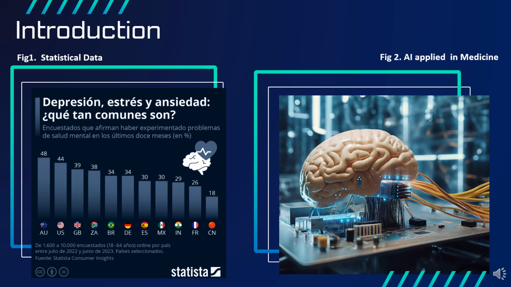Some statistical data obtained from the Statista portal on how common depression, stress, and anxiety are in some countries show the relevance of treating these mental health issues. These data belong to people surveyed between July 2022 and June 2023 in a range of 18 to 64 years old. In this graph, we can see that Mexico is in 7th or 8th place on the list, with a tie with Spain, where 30% of respondents said they had experienced mental health problems in recent months.